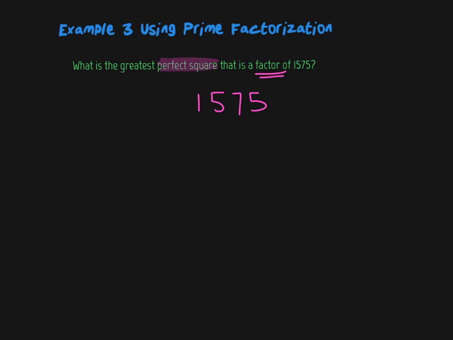Remember, a perfect square is a number multiplied by itself, and the product that it equals would be a perfect square. So for instance, 5 times 5 is 25. That's a perfect square. 6 times 6 is 36. That's a perfect square. So we're going to use prime factorization of 1,575 to find any perfect squares that are factors.